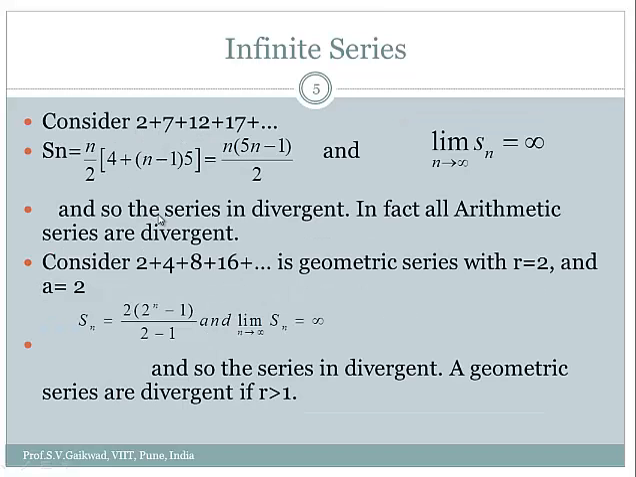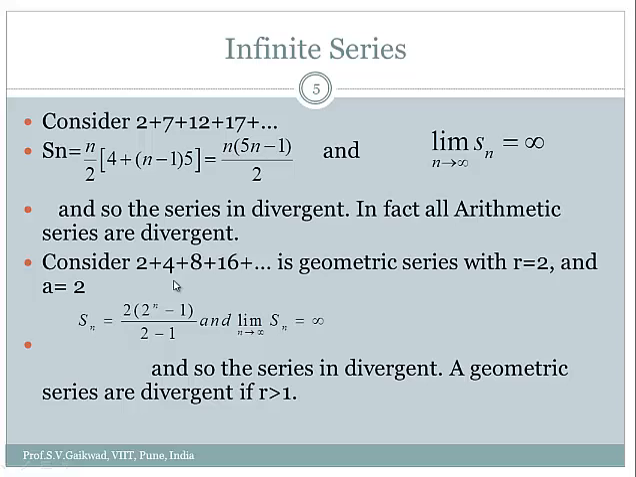Just like the example, 2 plus 7 plus 12 plus 17, you can find the sum of n terms, and if you find the limit as n tends to infinity, you get infinity. Thus this series is divergent. In fact, all arithmetic series are divergent because we are adding something to or subtracting something from the previous term, and if you go on adding that, the sum will go to infinity.